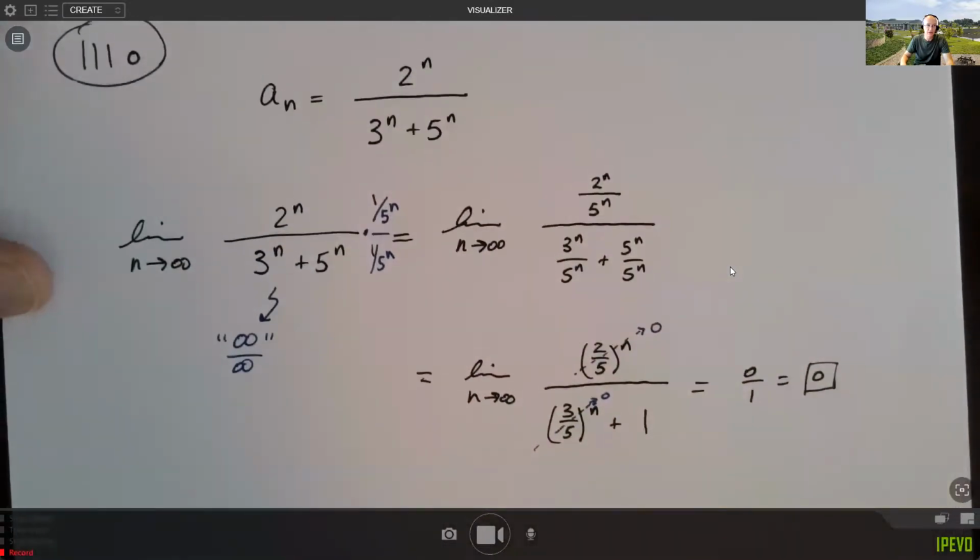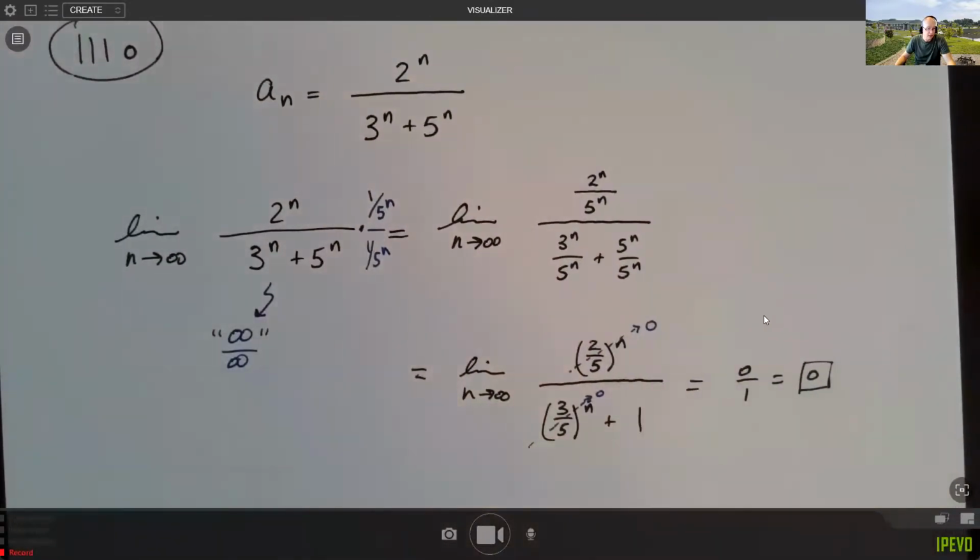So that is the limit of the sequence. Since the limit is a finite number, this sequence converges. Okay, so I hope this helps with number 111O.